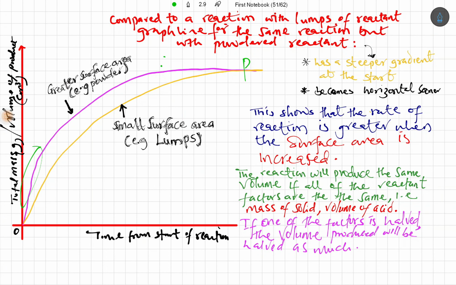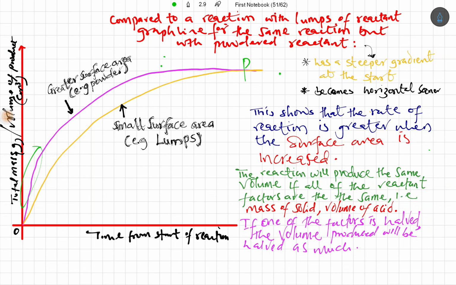Likewise, the graph represented with yellow color shows the reaction of acid with calcium carbonate lumps. These represent small surface area of the reactant, and so the gradient is less steep at the beginning, but at the end of the reaction, the lines join together. The two graphs join together at point P, indicating that the reaction will produce the same volume if all of the reactant factors are the same.